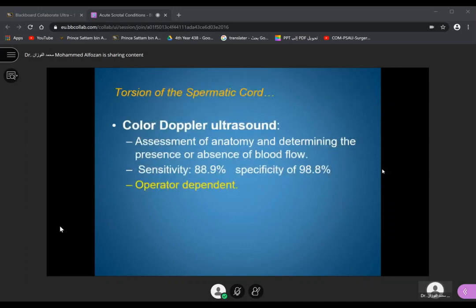So color Doppler is the gold standard. You will establish if there is blood flow to the testis or not. It helps you assess the anatomy, and it's highly specific but operator dependent.